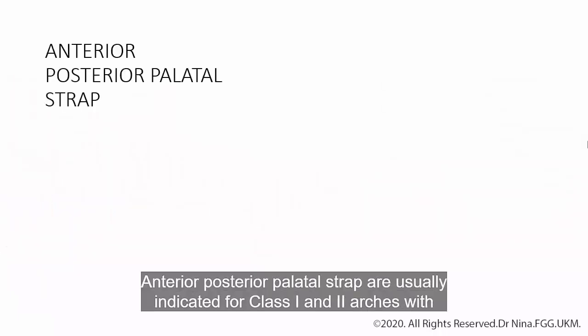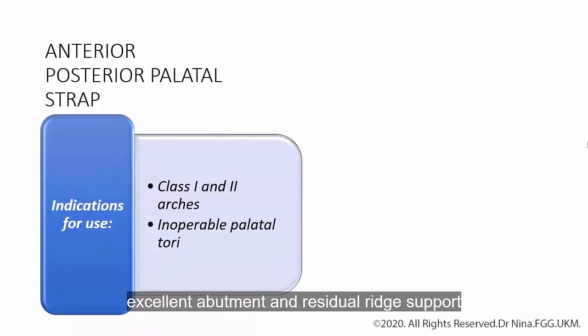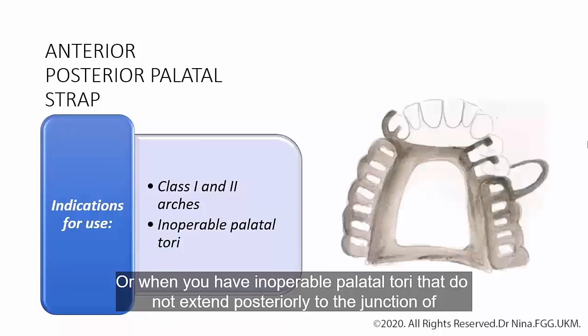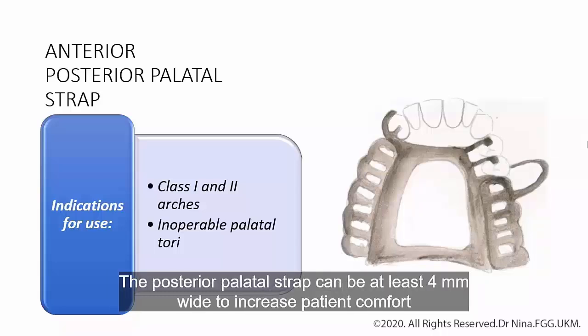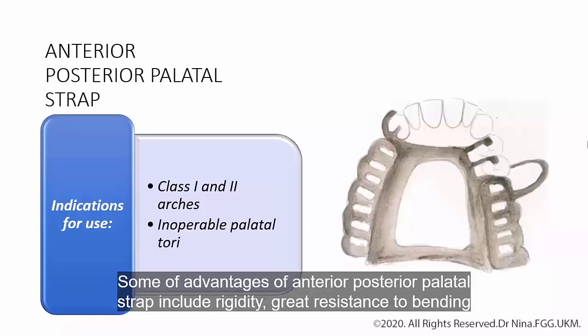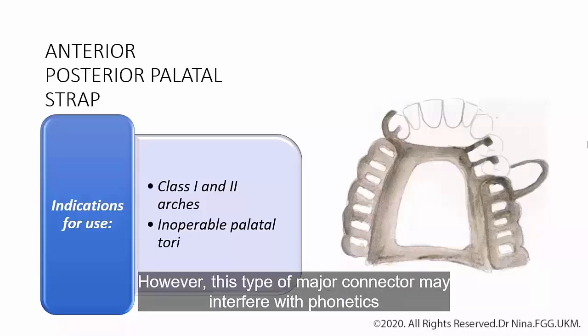Anterior posterior palatal straps are usually indicated for Class 1 and Class 2 arches with excellent abutment and residual ridge support, or sometimes when you have inoperable palatal tori that do not extend posteriorly to the junction of the hard and soft palates. The anterior and lateral strap should be at least 6 to 8 mm wide. The posterior palatal strap can be at least 4 mm wide to increase patient comfort. The palatal opening should be at least 15 mm or more in anterior-posterior dimensions. Some of the advantages of anterior posterior palatal strap include rigidity, great resistance to bending, great support, and more exposed palate. However, this type of major connector may interfere with phonetics.